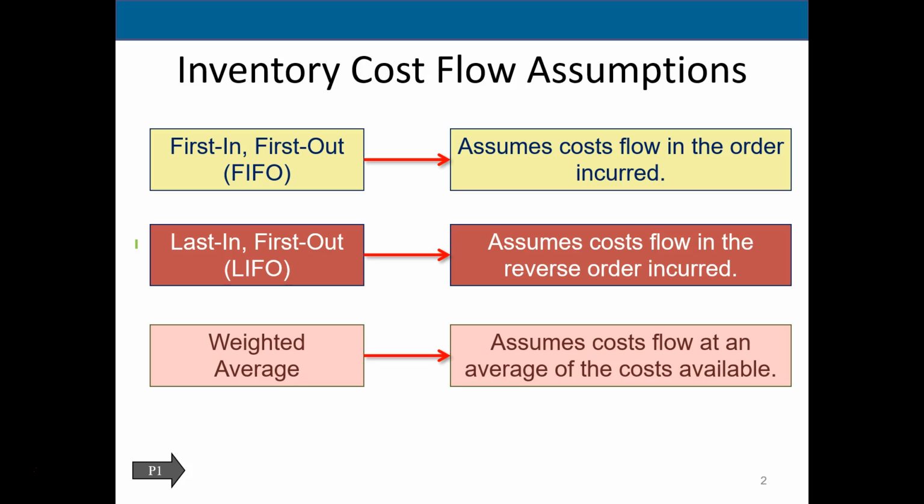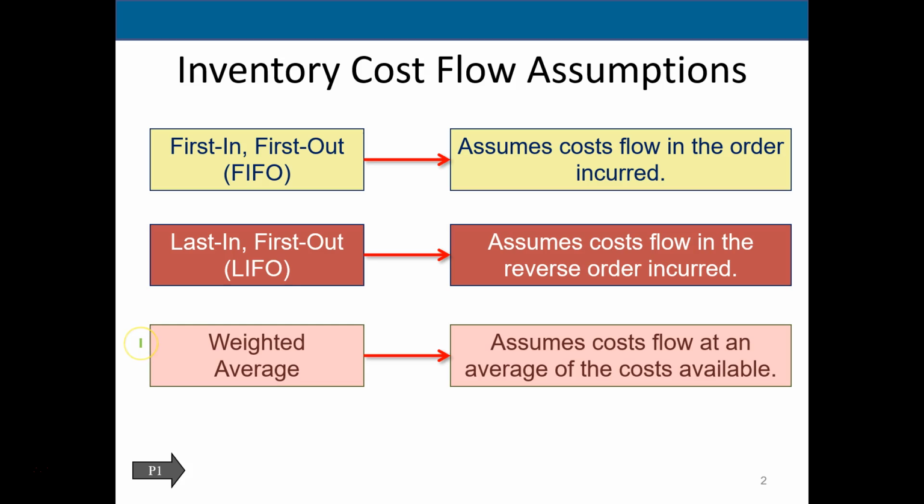But the last in, first out assumption is useful for a couple reasons. One, it might be used in practice to try to lower taxes, and we'll talk about that later. But it's also a really good contrast to first in, first out. These two types of assumptions are a good example of the way assumptions can really affect the bottom line in terms of net income and whatnot.